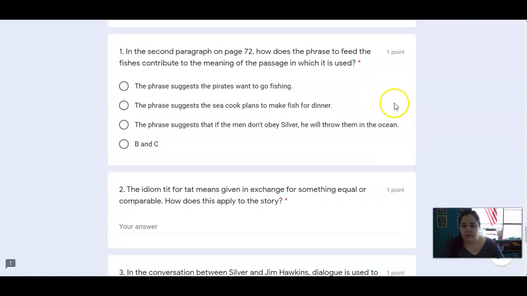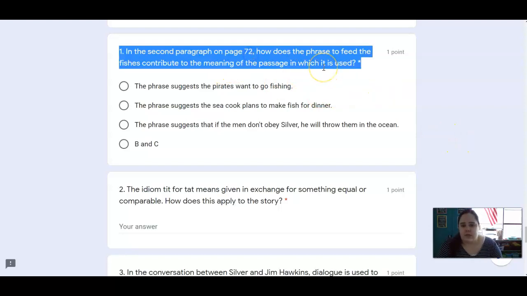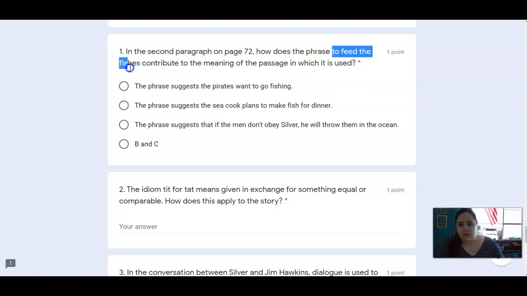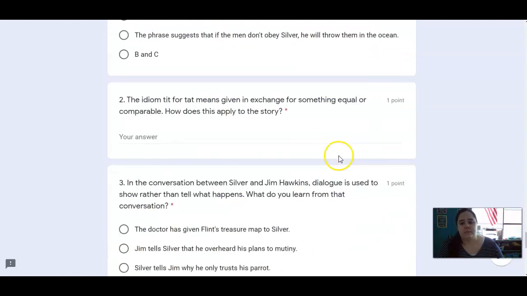All right, so for these questions, you're going back into Chapter 8. Use the vocabulary and make sure you are getting on Zoom if you need any help with the questions. Number 1, in the second paragraph on page 72, how does the phrase "to feed the fishes" contribute to the meaning of the passage in which it is used? So you're looking for this phrase right here, to feed the fishes. So go back to page 72 in the second paragraph and tell me, what does the phrase suggest?